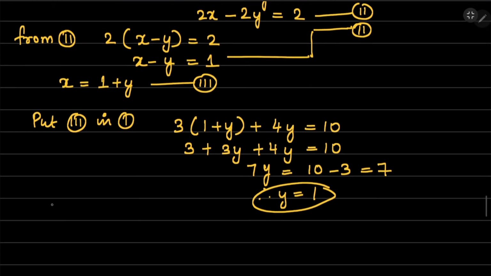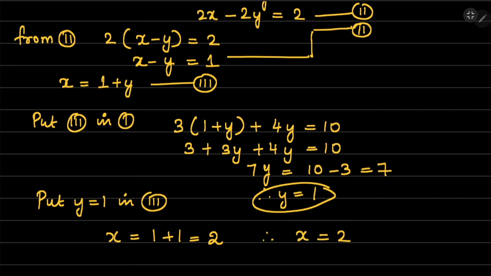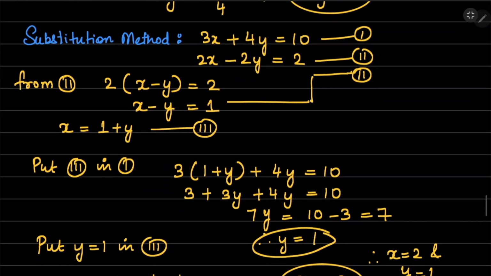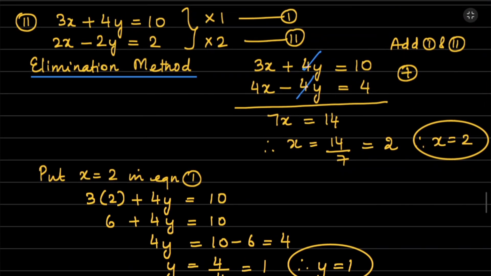Now, you can put y equal to 1 in equation 3. So, what do you get? x is equal to 1 plus y, 1 plus 1, which is 2. Therefore, x is equal to 2, and y is equal to 1. This is your final solution. So you can write, therefore x equal to 2 and y is equal to 1 is the solution using both the methods. Clear? So you are using both elimination and substitution. So we are done with the second question now.